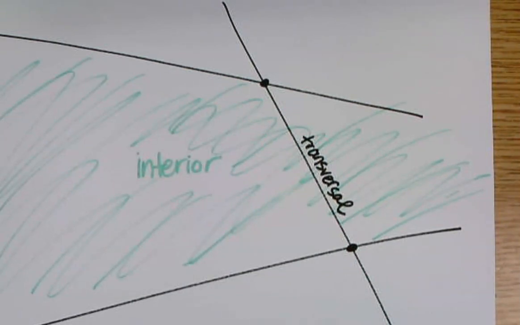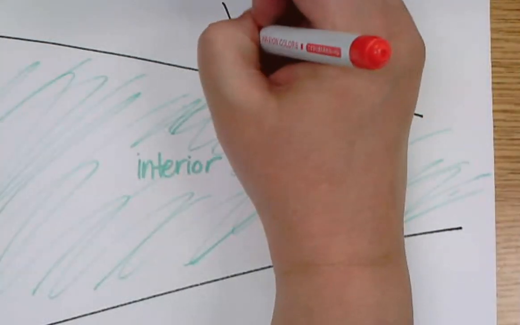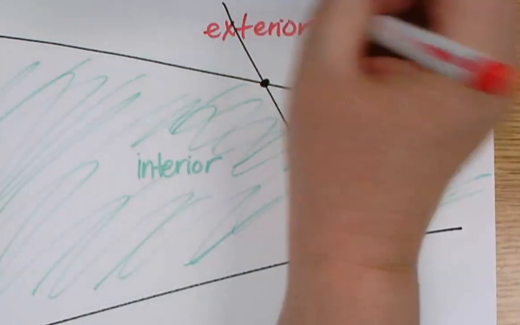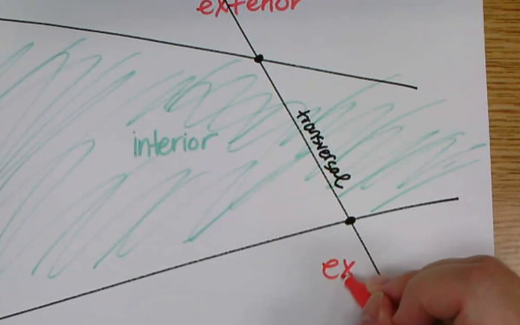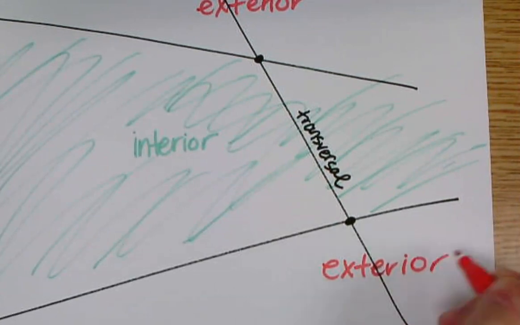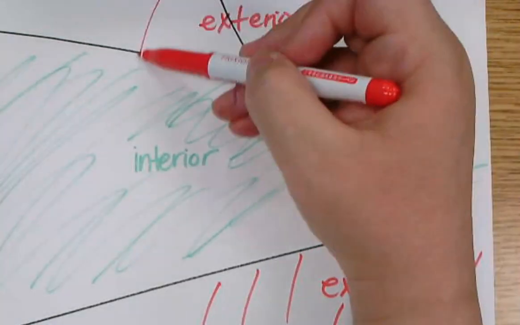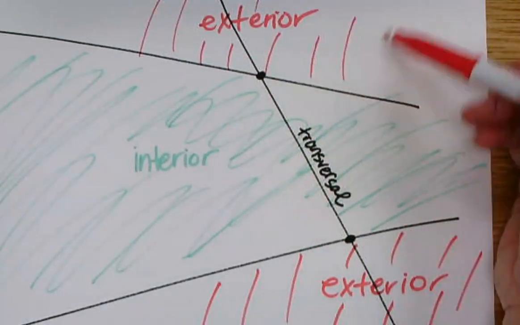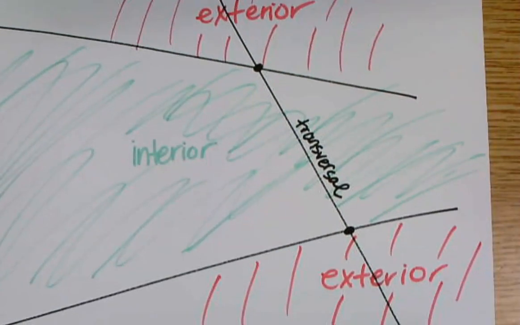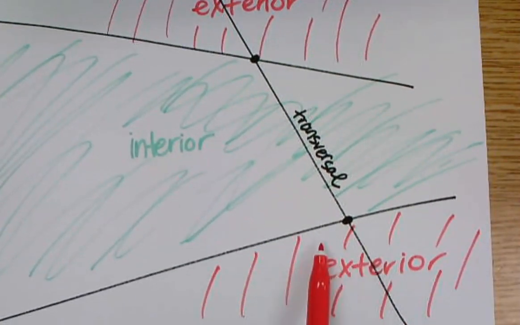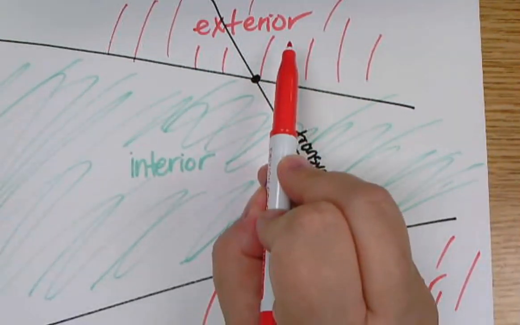Exterior means not between the two lines. So the exterior would be like out here or down here, any place that is not between the two lines. So if I say some angles are exterior, then I would be talking about angles down here maybe, or up here.